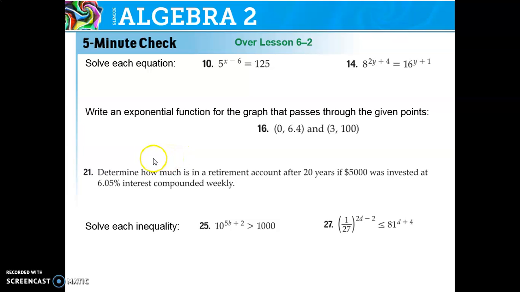All right, Algebra 2, welcome to Lesson 6.3 on geometric sequences. This is a warm-up over Section 6.2. Go ahead and pause it, and we will go over the answers.